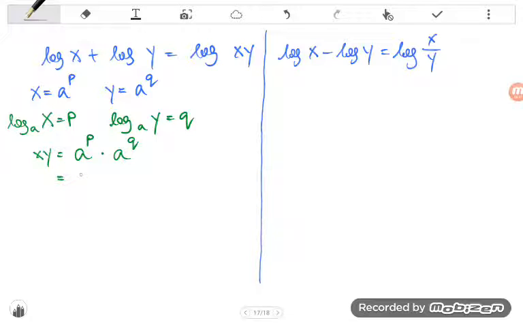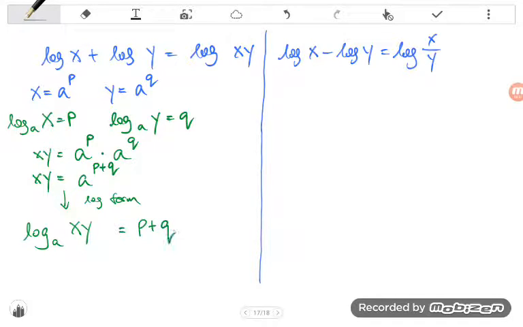And since the bases are the same, I will have a to the power of p plus q. So my xy is equal to a to the power of p plus q. And let's try to convert this to log form. Okay, so my base is a, and I'm gonna have log xy, right? Log xy to the base of a is gonna give me p plus q. Log form always gives us the exponents.